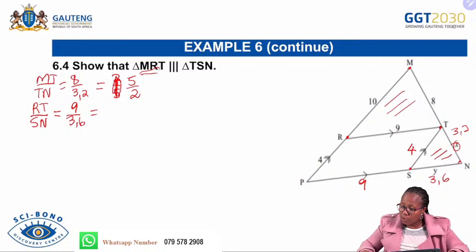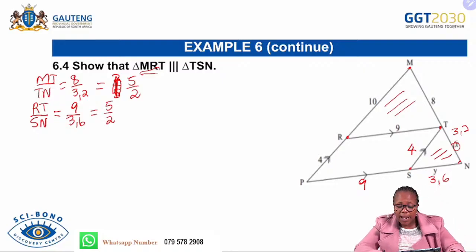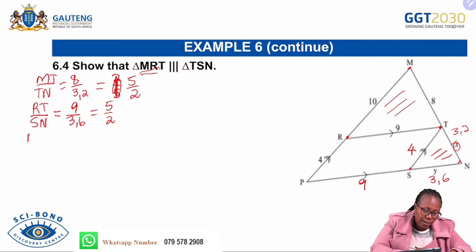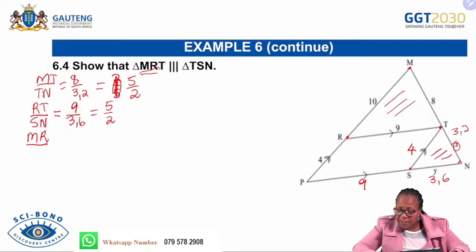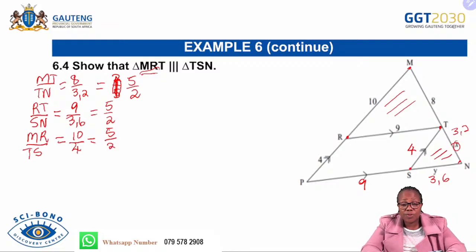And then the next one also, we have 9 over 3,6. How much does it give us? A 5 over 2 also, grade 12. Okay, sorry for that. And then the last ratio now. Which side is remaining? Which is the largest one? That is MR, over the largest side on TSN. In TSN, the largest side is 4, which is TS. MR, how much are you? 10. And the TS is 4. Therefore, this is giving us the simple ratio, which is 5 over 2. Can you see, grade 12? We have 3 equal ratios there.